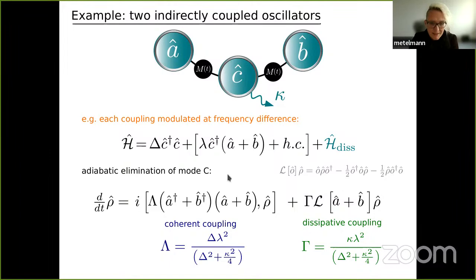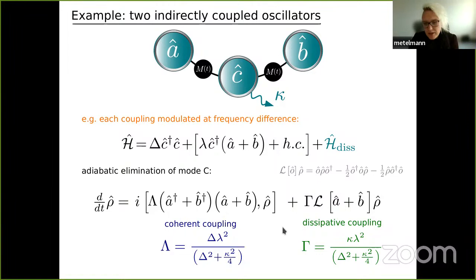So we have a part which is the coherent coupling. And in this coherent coupling, you see this lambda coming in with this detuning. So without the detuning, this coherent coupling would vanish. And if you look at this coherent term, what you have here is a frequency shift on the modes induced by the mode C. And you also have some coherent hopping here.